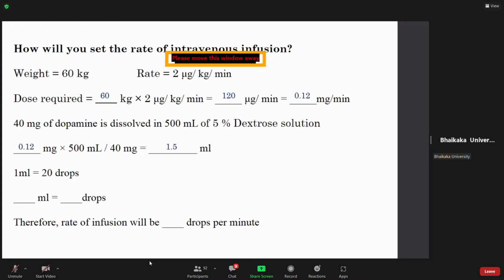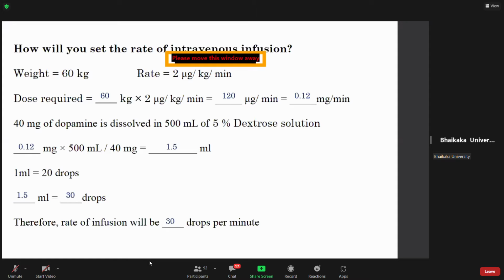Now this is the rate of intravenous infusion. So how we will set this rate for this patient? By calculating the drops. So now we have to calculate the drops. 1 ml is equal to 20 drops. And here for this patient, we require 1.5 ml. So for 1.5 ml, the answer is 30 drops. Therefore, the rate of infusion will be 30 drops per minute for this patient.